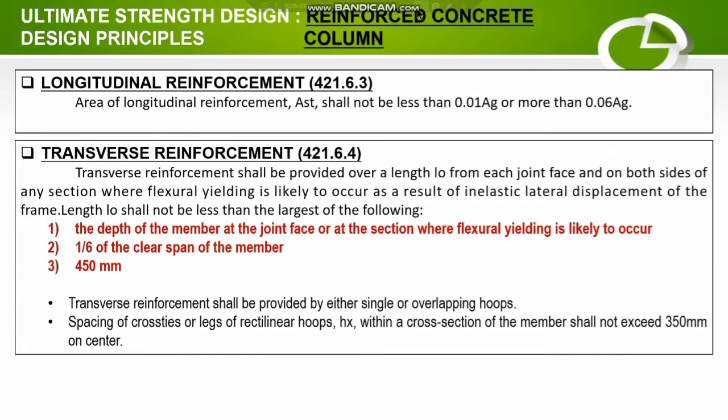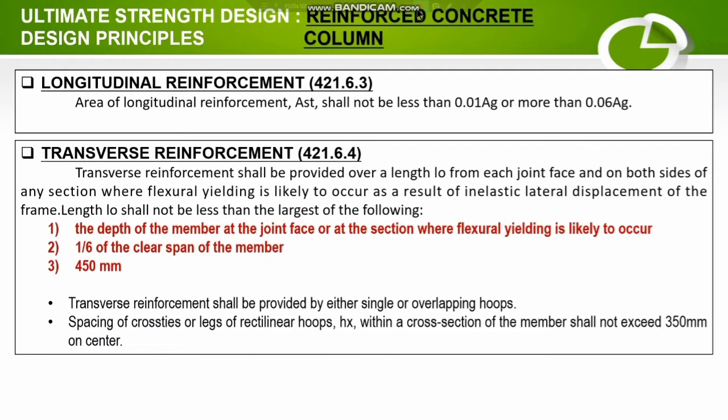For the minimum flexural strength of the column, the longitudinal reinforcement, section 421.6.3, the area of longitudinal reinforcement, Ast, shall not be less than 0.01 Ag or more than 0.06 Ag. Then, for the transverse reinforcement, section 421.6.4, the transverse reinforcement shall be provided over a length Lo from each joint face and on both sides of any section where flexural yielding is likely to occur as a result of inelastic lateral displacement of the frame.